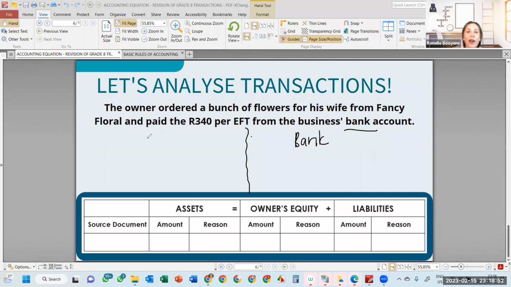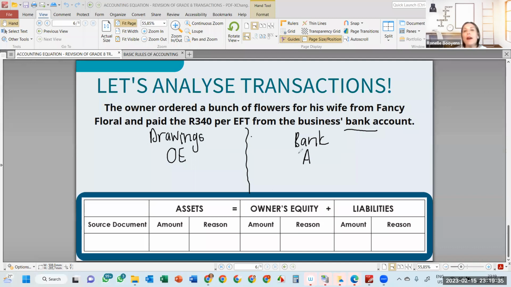So, yes, by now you've determined that the other account that is affected by this transaction is drawings, one of the two owner's accounts in the books of our business. Okay, so if you take that 340 Rand, if the owner did take it from the business's bank account, first of all, let's determine which elements are these. Bank is what type of account? Bank is an asset. We know it by now. Drawings is what type of account? Drawings is one of the two owner's accounts, so definitely an owner's equity account.